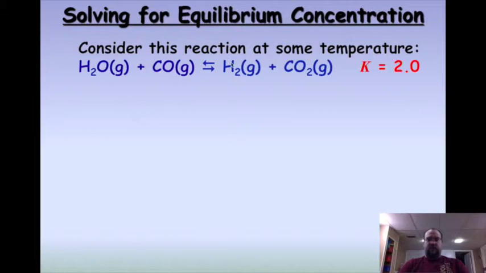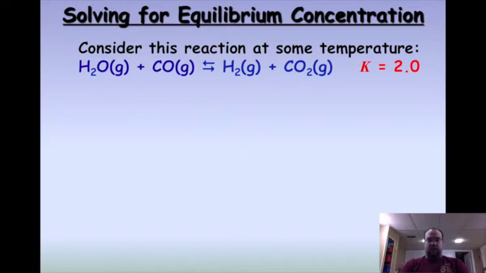All right, so let's say I have this reaction here. I've got water and carbon monoxide, and it's going to turn to hydrogen and carbon dioxide gas. Okay, and I have a K value. That's nice of them. They gave me a K value. It's 2. So that means I'm going to have twice as much product as I have reactant, right? Because K is product over reactant. So it's 2 over 1, 4 over 2, 6 over 3 kind of thing. Get it? So I'm going to have twice as much product as I have reactant.